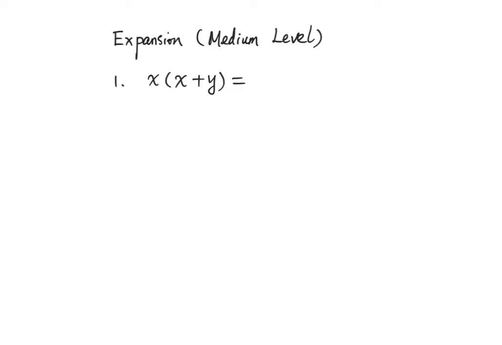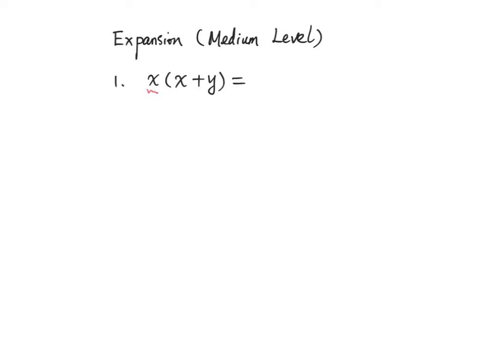This is core topic number 2, expansion, medium level. So let's take a look at the first example. It is x times bracket x plus y. So we also use this, applying the same method, the rainbow method.